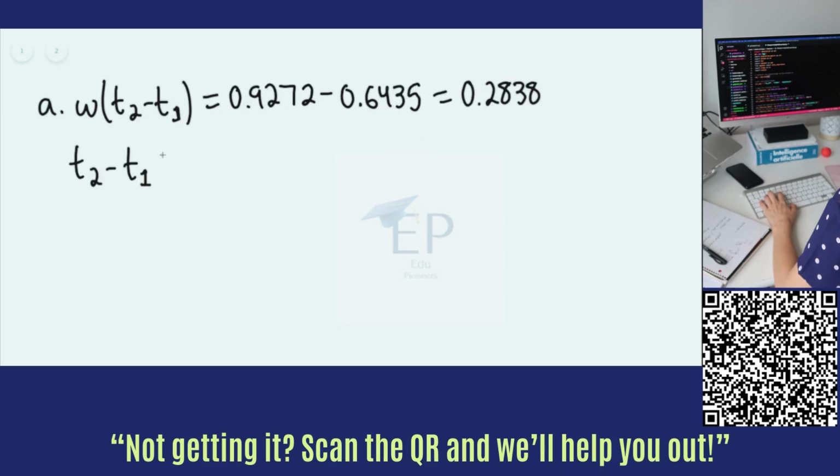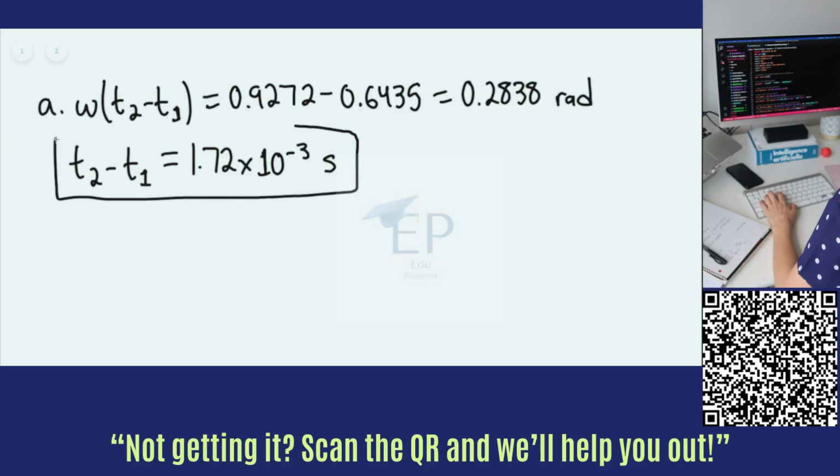Using the value for omega of 165.1 radians per second, we find that the change in time, t sub 2 minus t sub 1, is equal to 1.72 times 10 to the negative third seconds. This is our final answer for part A.